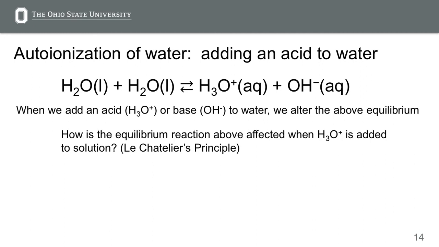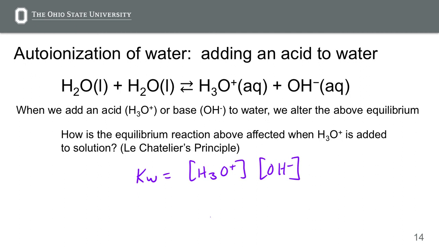We talked a little bit about the autoionization of water. So water can react with itself to form H3O plus and OH minus. And this is where we get our Kw expression, right? So Kw is equal to H3O plus times OH minus. And recall, we don't include liquids in our equilibrium constant expression, so that's why there's no water here in the denominator. The H3O plus and OH minus, those are aqueous, so they get included.